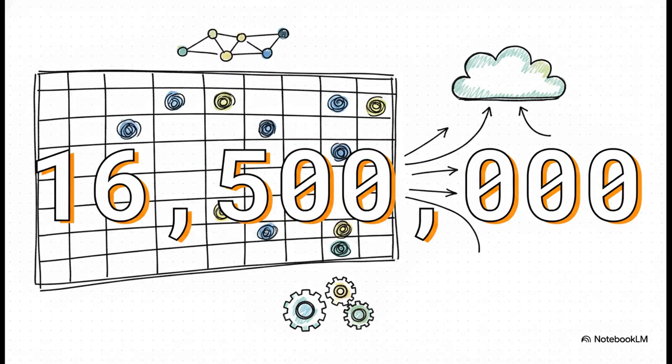All right, before we do anything else, just try to wrap your head around this number, 16.5 million. Literally, that is the approximate number of cells available to you in just one single worksheet in Excel 2007. Specifically, we're talking about 65,536 rows multiplied by 256 columns. That is a massive workspace, giving us a practically limitless canvas to work with.